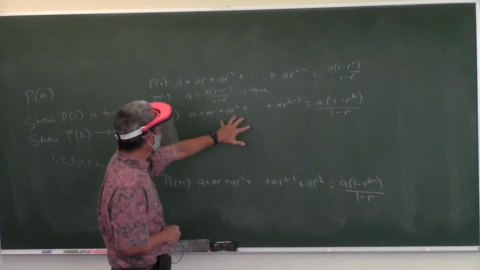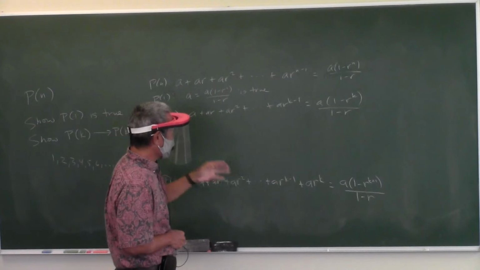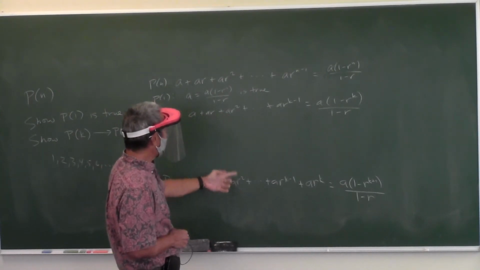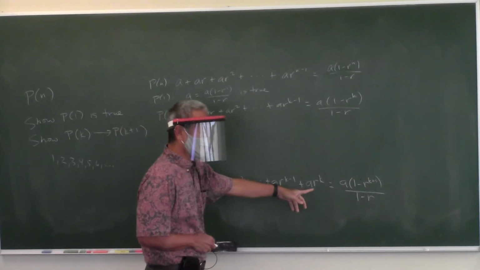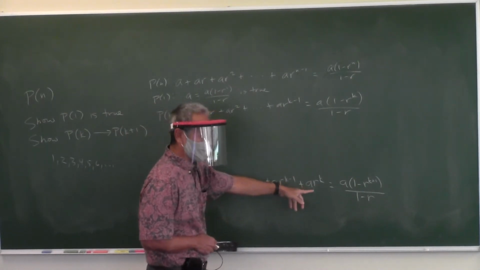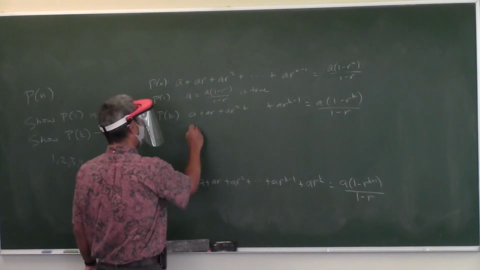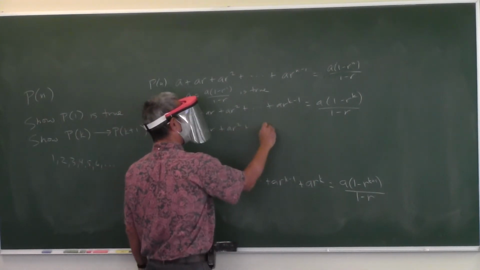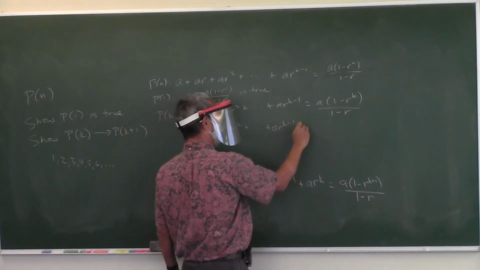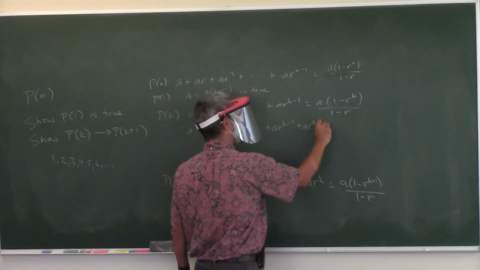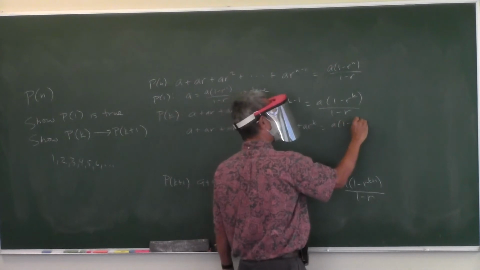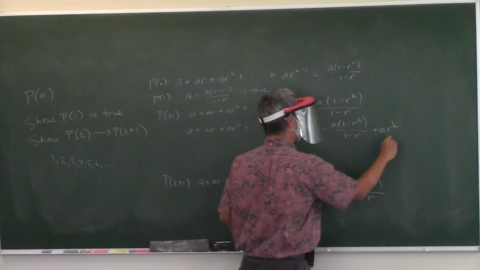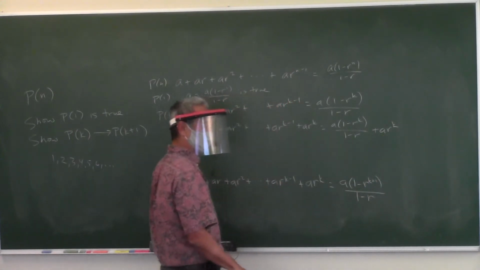So what can I do to this equation here so that I can get this one? Well, if you look at the left side of the equation, the only difference is this, right? So simply, why don't we add this to both sides of the equation? So a plus ar squared plus dot dot dot plus ar to the k minus 1 plus ar to the k is equal to a times 1 minus r to the k over 1 minus r plus ar to the k. So we simply added this to both sides, right?